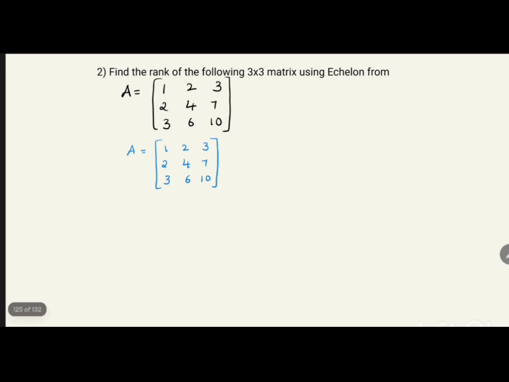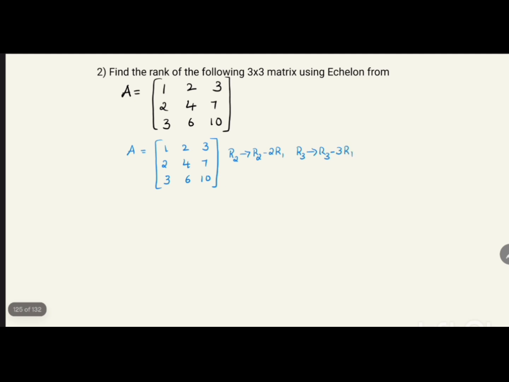What is the second step? I should make these two elements 0, making use of R1. Now what will be the operations? R2 implies R2 minus 2R1 and R3 implies R3 minus 3R1.